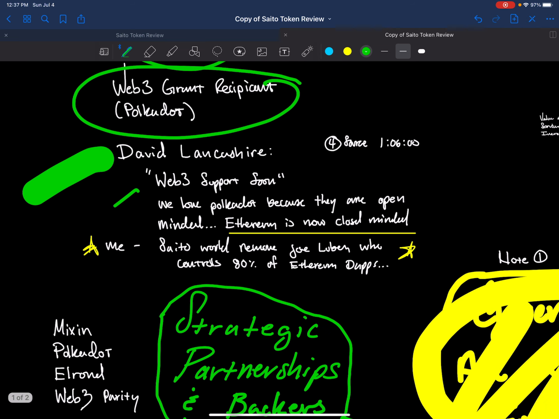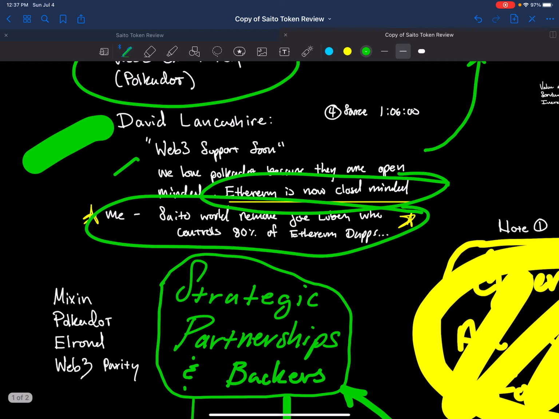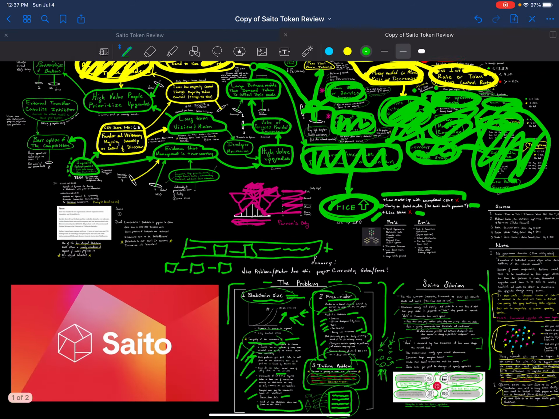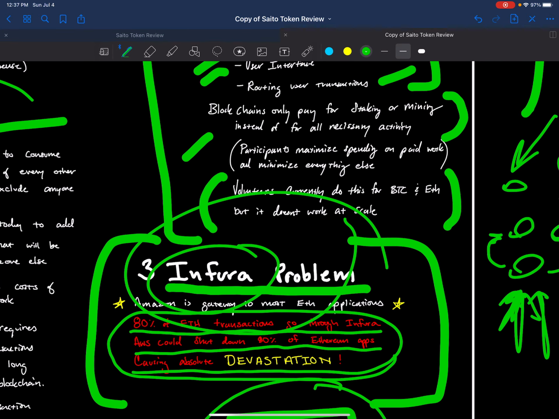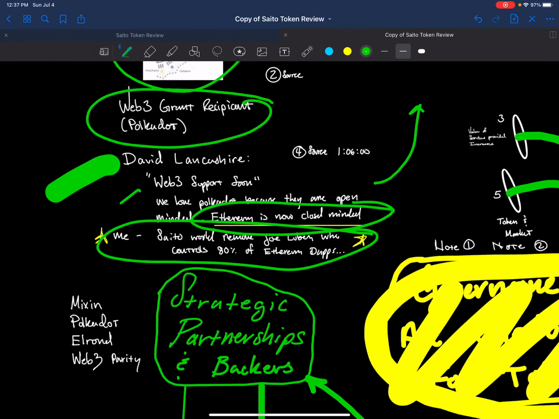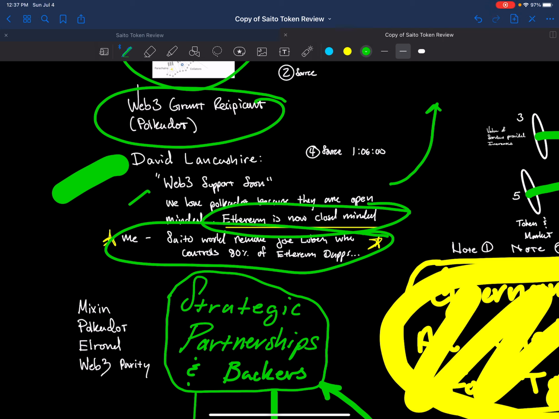So Web3 support soon. We love Polkadot because they are open-minded. Ethereum is now closed-minded. And guys, think about this. Ethereum is a closed-minded community, and back in the day, Ethereum used to be an open-minded community. But because this project would kill off Joe Lubin's control of Ethereum, Joe Lubin can shut down Ethereum with the Ethereum is centralized on Infura and Joe Lubin's company, right? And so this project could make Joe Lubin's company go away. That's why Ethereum's not open to supporting this project. And back in the day, Ethereum used to be the open-minded guys. Now that's Polkadot. Polkadot is the open-minded guys.